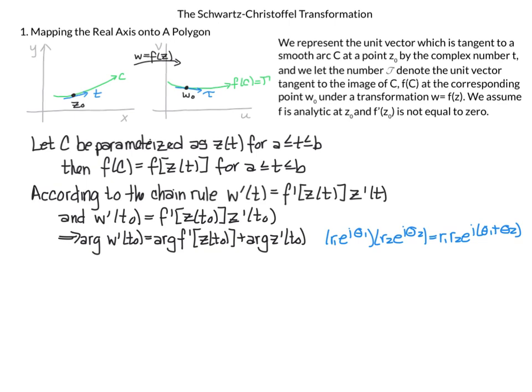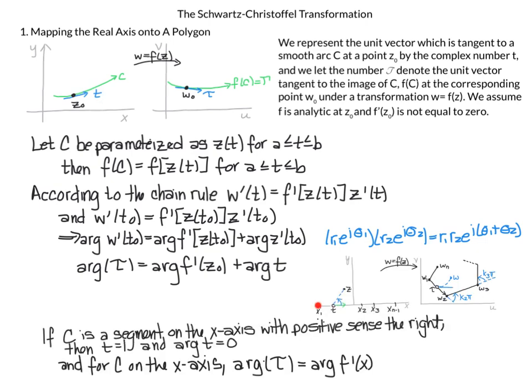And as I had mentioned in our overview, when you multiply two complex numbers, the radii are multiplied together, and then you get e to the i, and then the angles are added. So here the arguments are added because the two complex numbers are multiplied. And expressed in terms of our t and our tau, that means the argument of tau now is equal to the argument of f prime at z naught plus the argument of t.